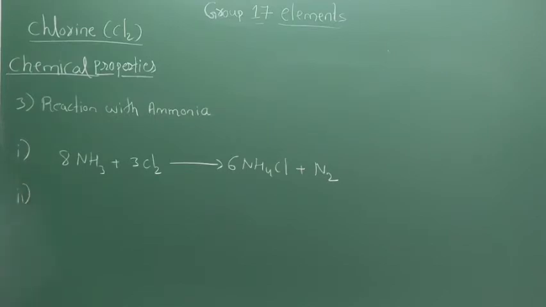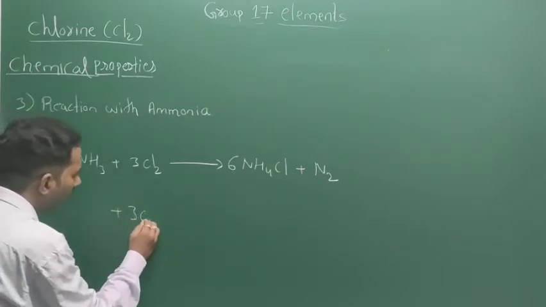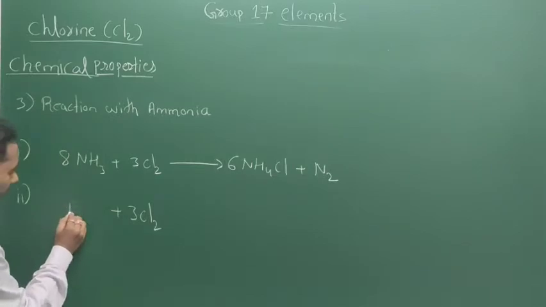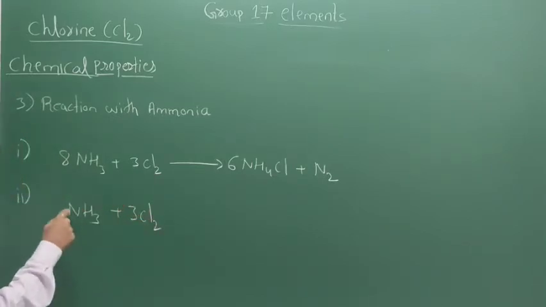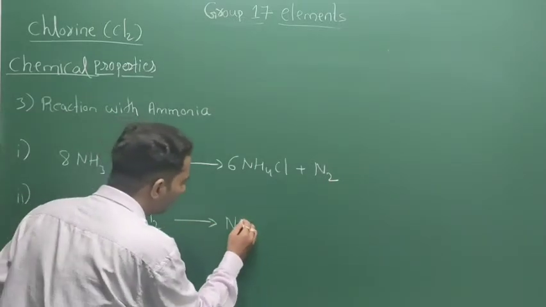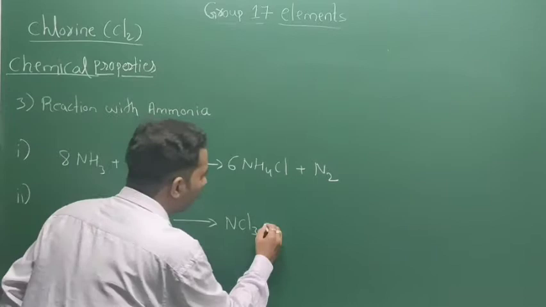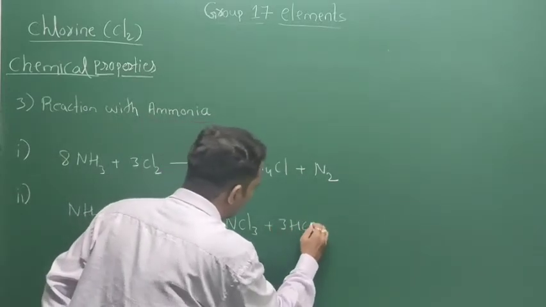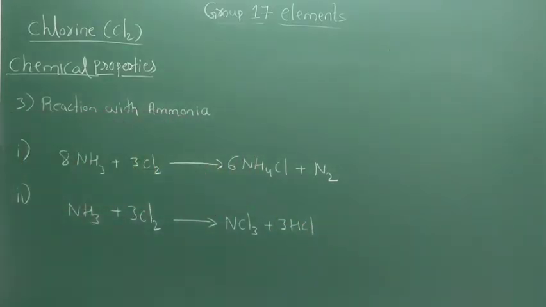Second one, excess chlorine reacts with ammonia. Excess chlorine reacts with ammonia to form nitrogen trichloride with HCl.